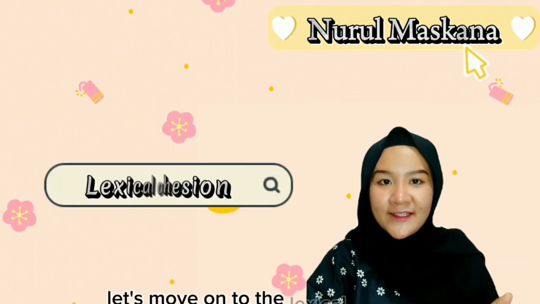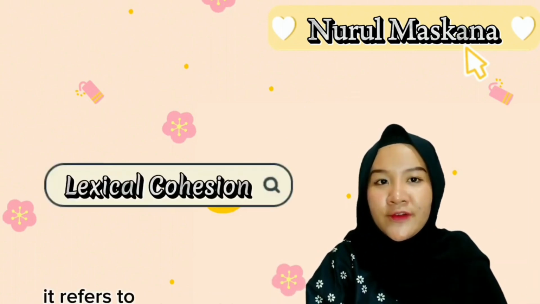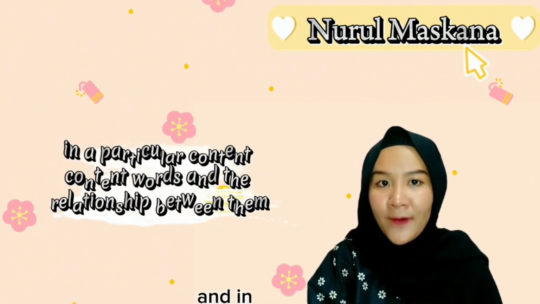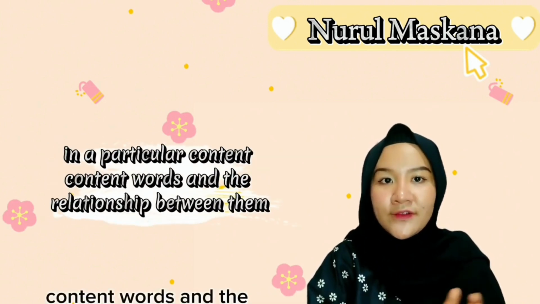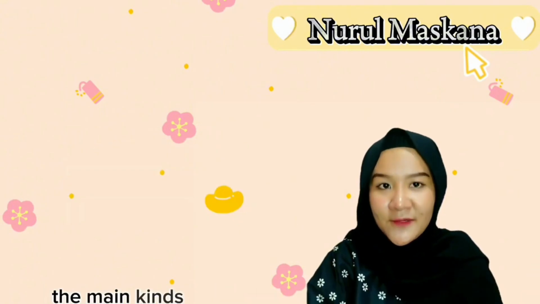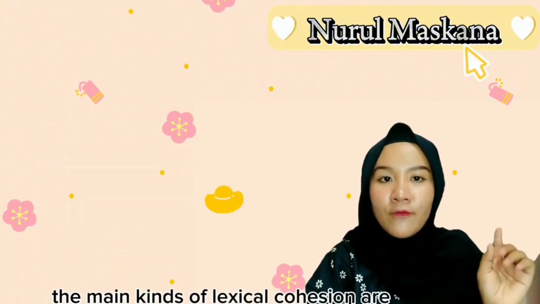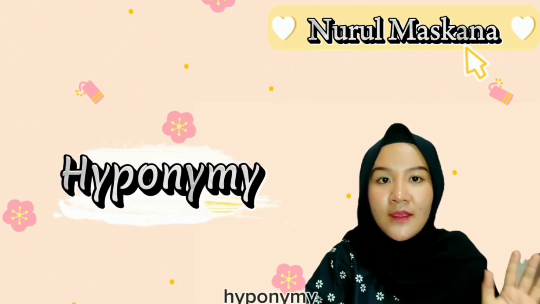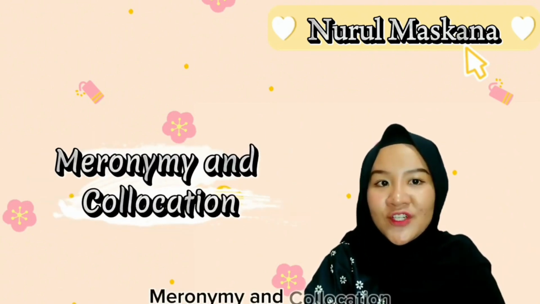Let's move on to lexical cohesion. It refers to the relationship in meaning between lexical items in a text, and in particular content words, and the relationship between them. The main kinds of lexical cohesion are repetition, synonymy, antonymy, hyponymy, meronymy, and collocation.